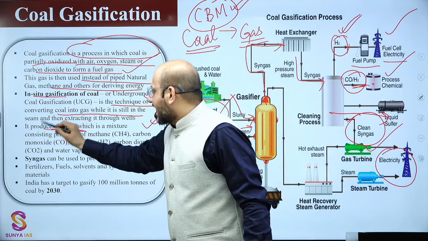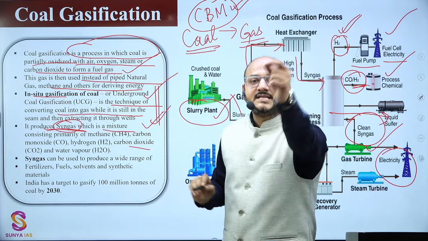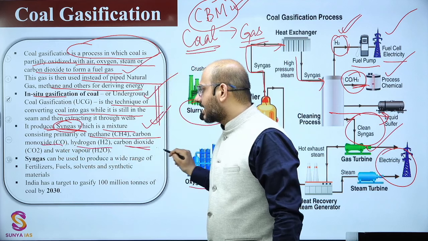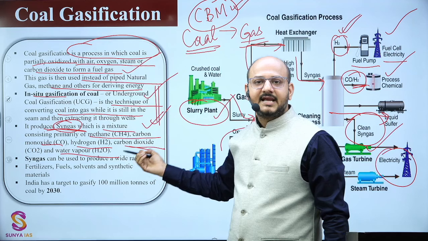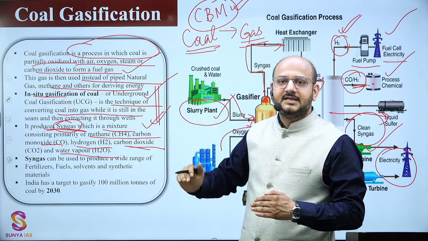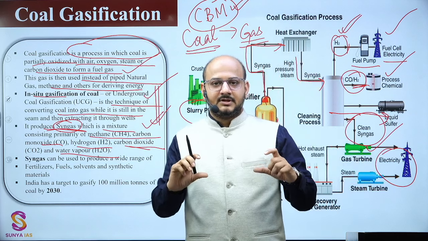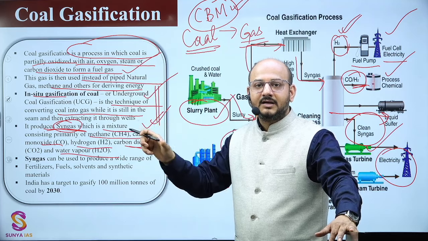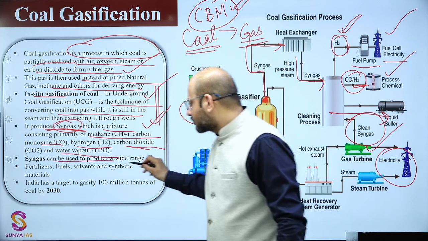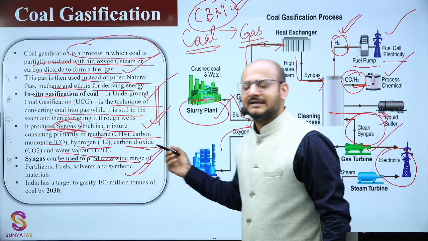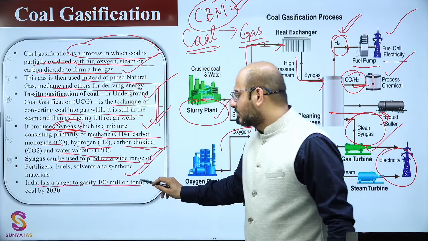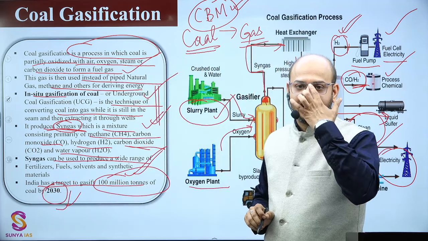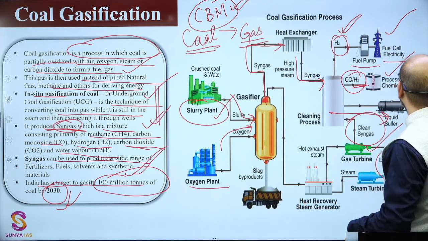It produces syngas, and syngas पे भी क्वेश्चन आएगा. It is a mixture of methane, carbon monoxide, hydrogen, carbon dioxide, and water vapor. What does syngas comprise of? They would give you options A, B, C, D with 1, 2, 3, 4 in the chunking method, like 1, 2, 3 are called syngas, or 3, 2, 1 are called syngas. It can be used to produce a wide range of fertilizers, fuels, solvents, industrial products, and materials. India has a target to gasify 100 million tons by 2030. 100 million tons coal को हमें गैसिफाई करना है by 2030. This is the target.